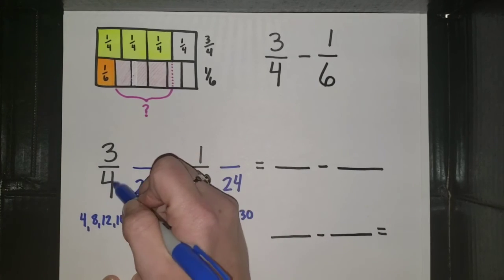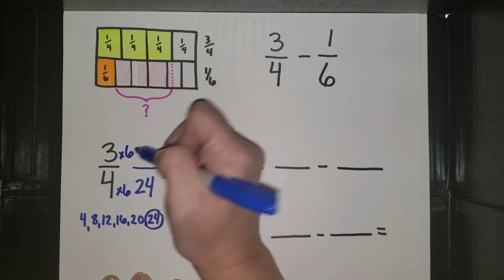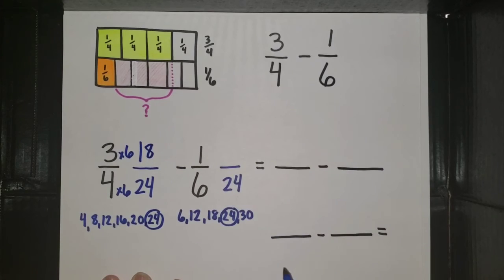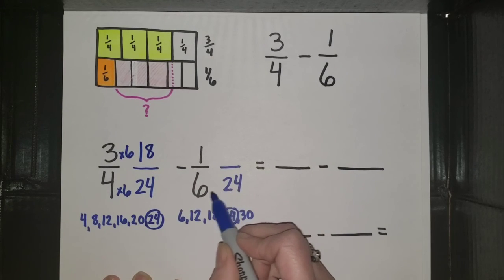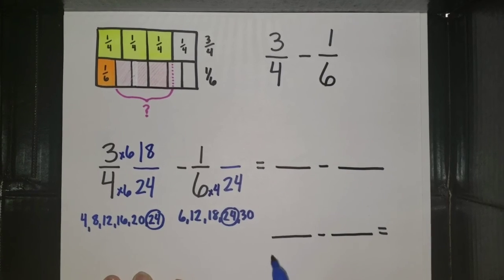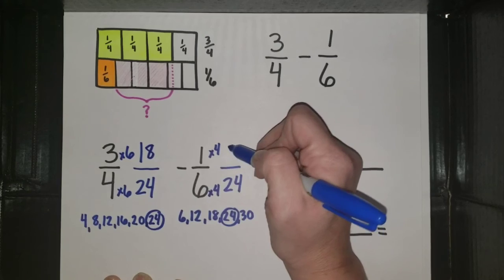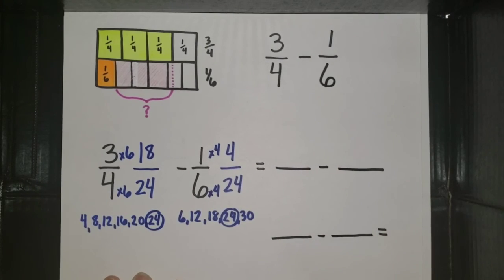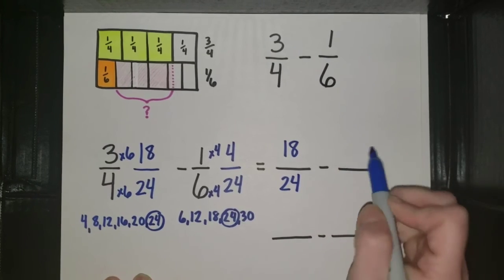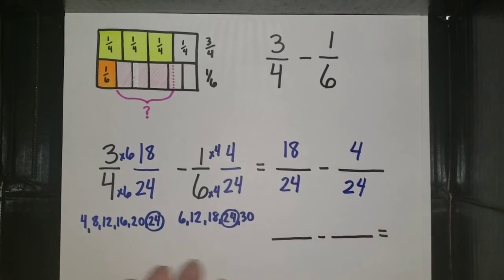And again, 3 times 6 gives us 18, right on, and 6 times 4, right. We were extra careful this time to make sure we didn't make the same mistake again. And 1 times 4 is 4. So now here we have 18/24 minus 4/24.